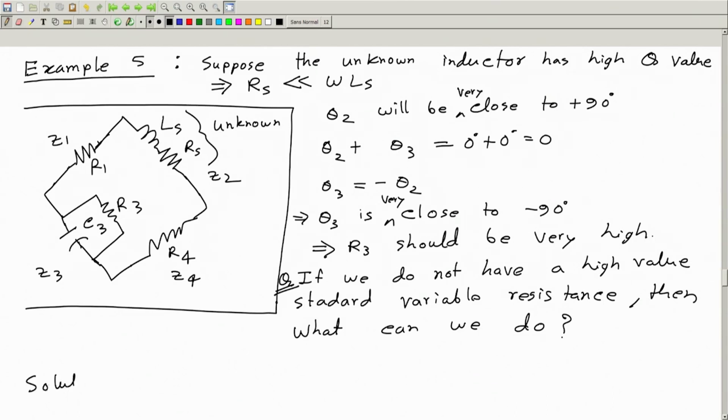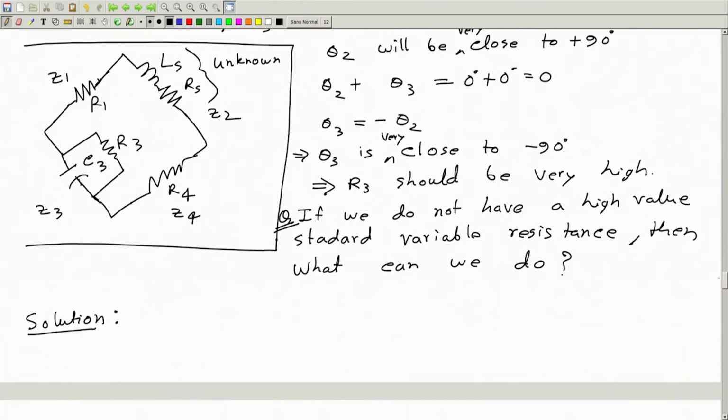Now, the solution is, instead of using R3 C3 in parallel, use an RC series combination. Use a series combination of R3 C3 instead of parallel combination.